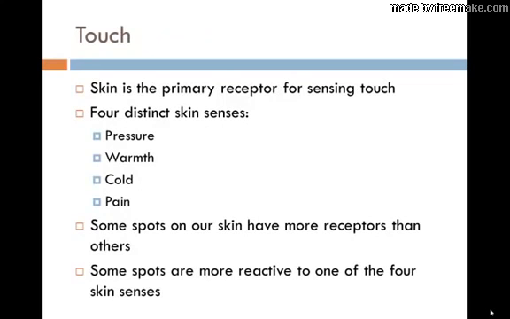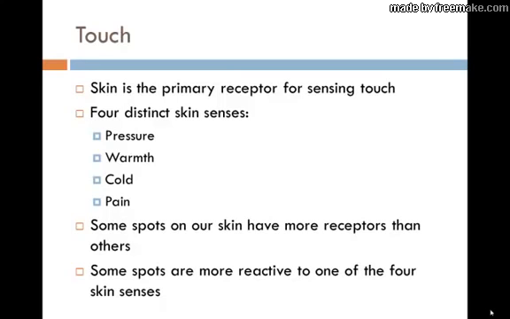So the next sense we'll talk about is touch. And obviously skin is the primary receptor for sensing touch. There are 4 distinct senses that the skin can sense. The first is pressure, the second is warmth, the third is cold, and the last is pain.